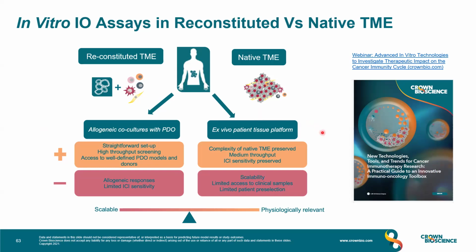Alternatively, you've got the native tumor microenvironment in ex vivo patient tissue, which provides an alternative option when investigating immunotherapeutics, which specifically target T cells. And the complexity of the tumor microenvironment is still intact. So there is autologous immune cells and stromal cells, but there is a limitation here of the scalability and access to that patient tissue.